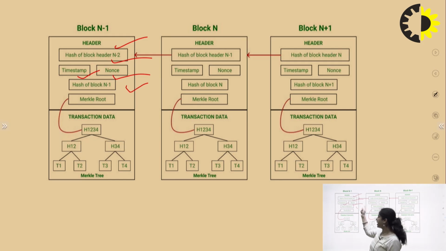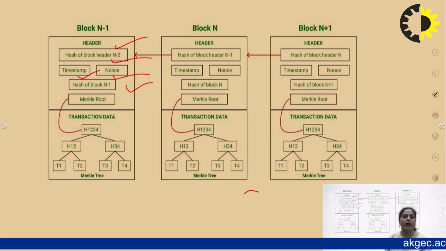This is the hash of block n-1, the hash value of the previous block, and this is the hash value of this particular block. This is the Merkle root. The Merkle root is the root of the Merkle tree, which has the different transactions. Those transactions are combined to form one root. That root value is stored in the Merkle root, which gives all the information about what types of transactions are happening there.